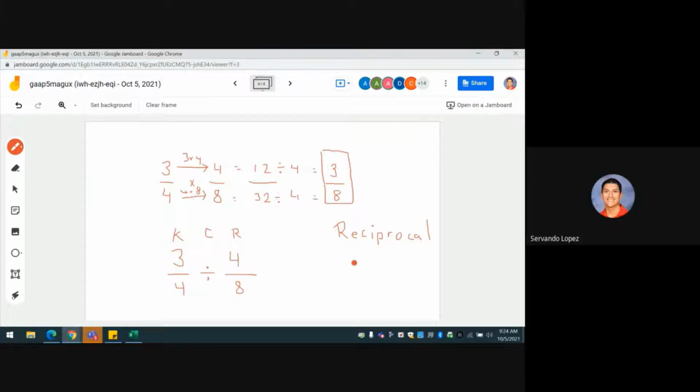Tell your neighbors the word reciprocal. Tell your other neighbor. Tell Mr. Lopez over here. Okay, now let's see what it does. Let's see what this word actually does.